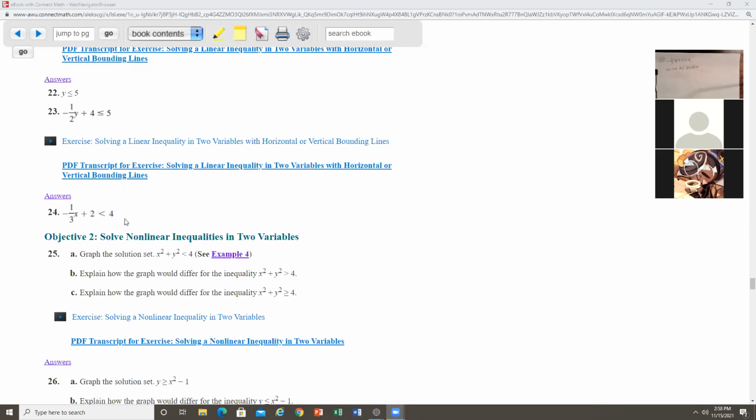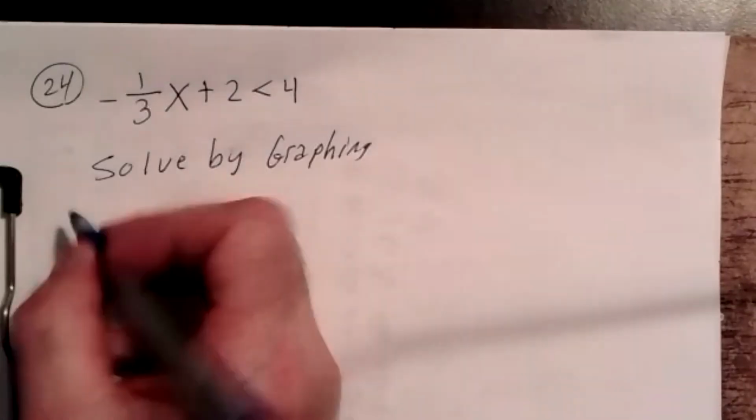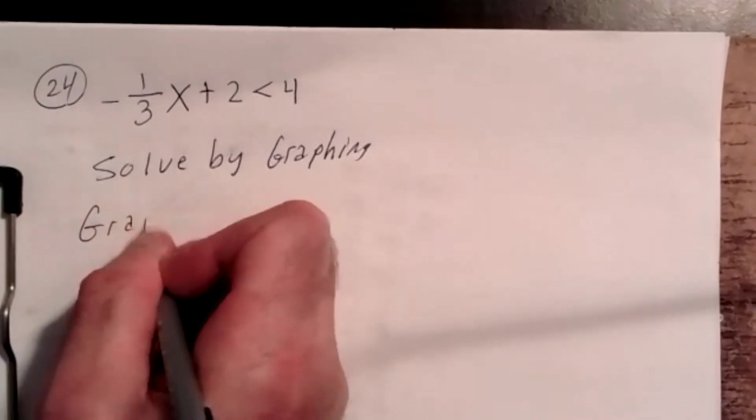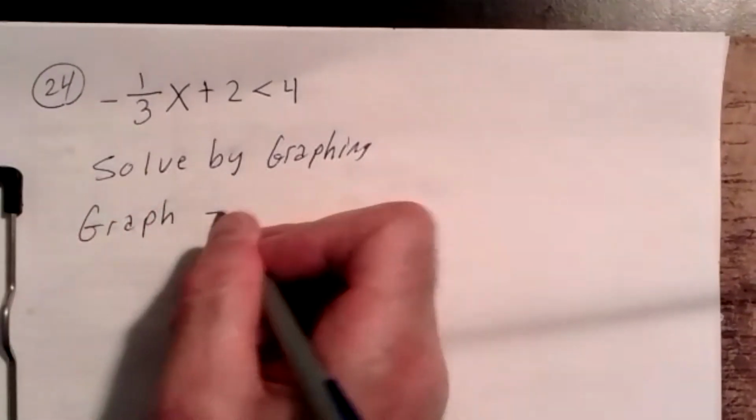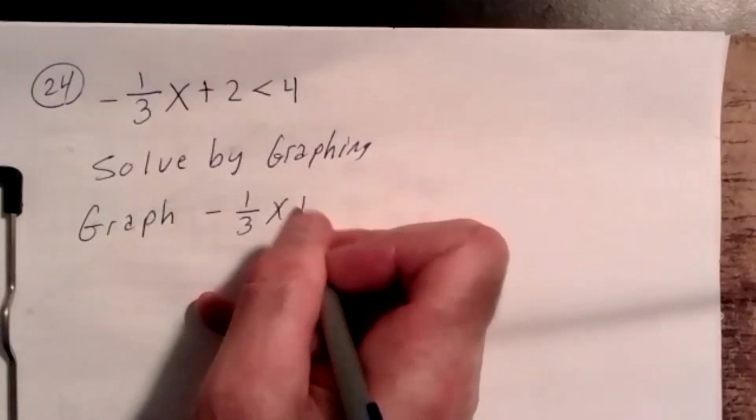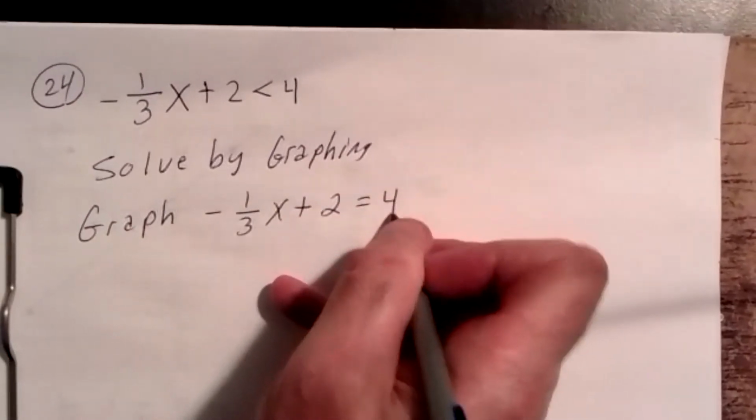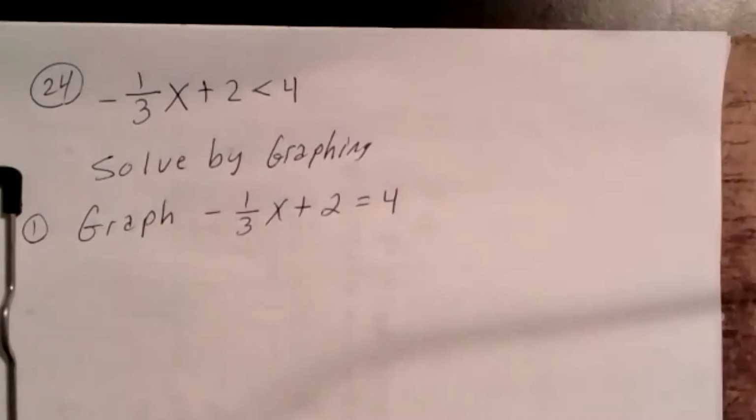the first thing we need to do is graph the associated equation. So we need to graph 1/3 x plus 2 equals 4. That's the first step. So how are we going to graph this linear equation that only has one variable in it? What kind of a line do you think this equation is going to generate if it just has the x variable? Do you remember?